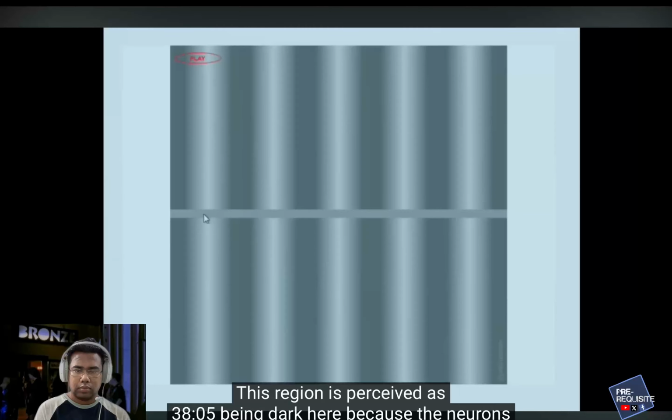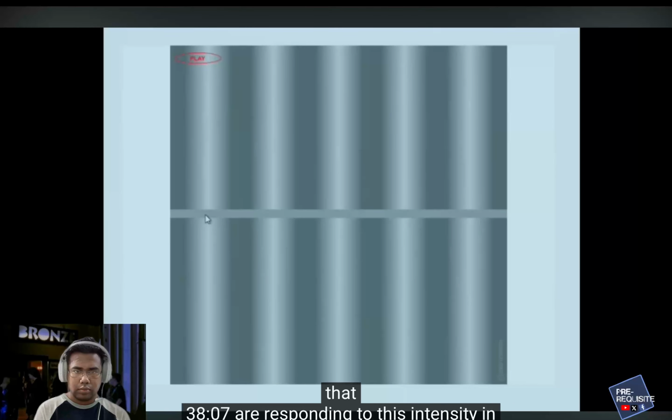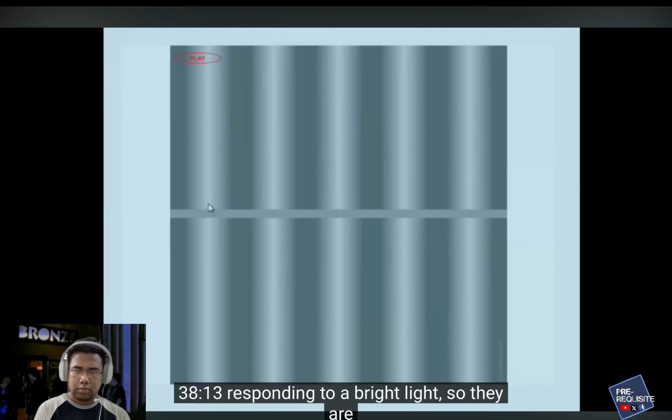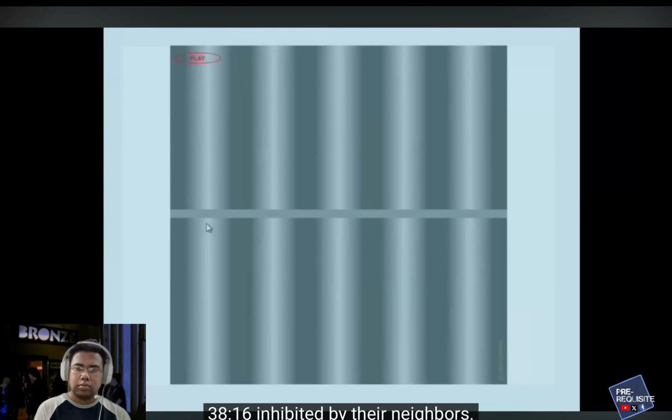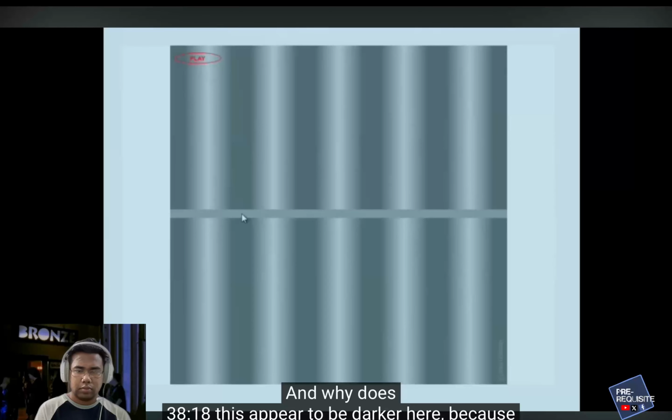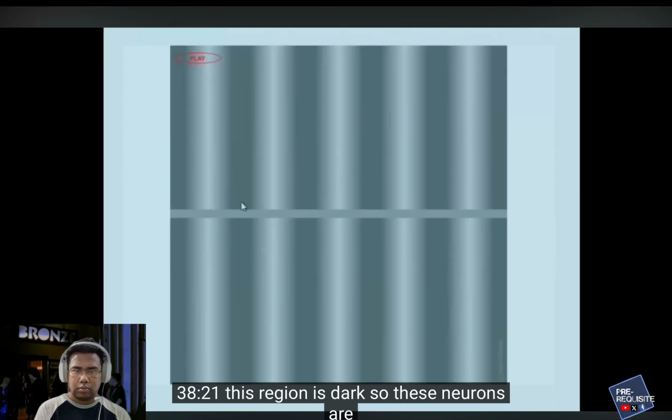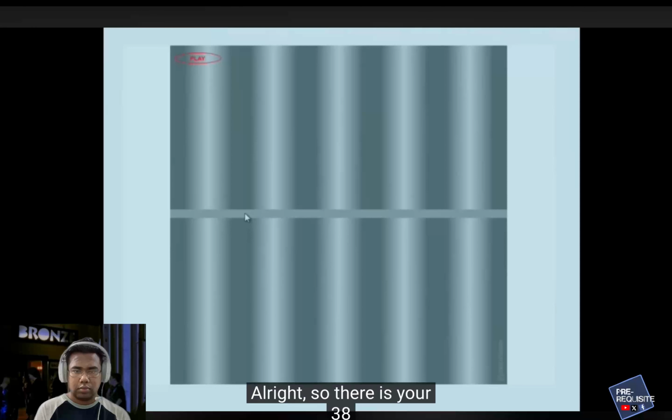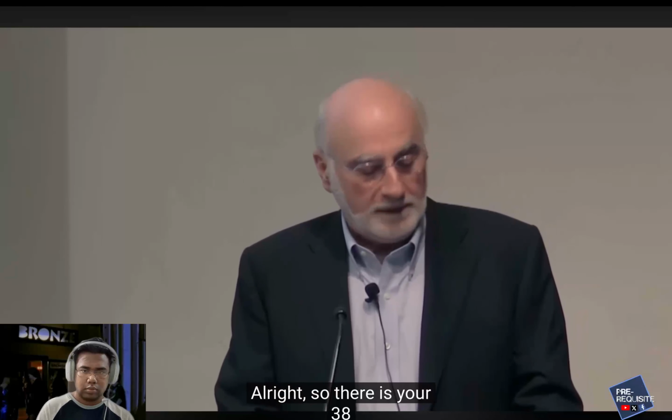Why is this dark here? This region is perceived as being dark because the neurons that are responding to this intensity in the retina have neighbors that are responding to a bright light. So they are inhibited by their neighbors. And why does this appear to be darker here? Because this region is dark, these neurons are inhibiting the neurons responding to the band less. So there is your visual illusion.